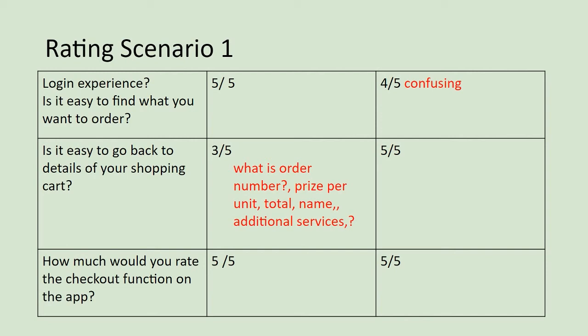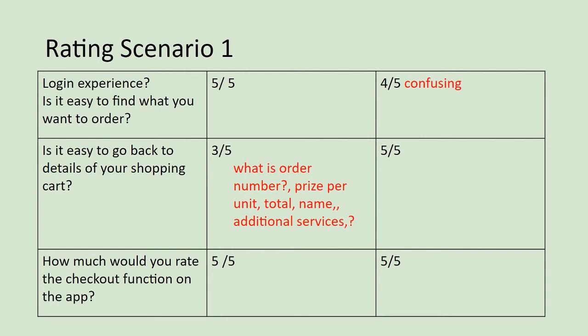The second question to scenario 1 is: is it easy to go back to the details of the shopping cart? The first participant rated it 3 out of 5 only, and he said it's not necessary to list the ID of the orders because it means nothing to him, and he asked why it's there. It should be price per unit, total price, and the name of the orders, and a list of additional services if available. The second participant, however, rated it 5 out of 5. She said it's easy to read.